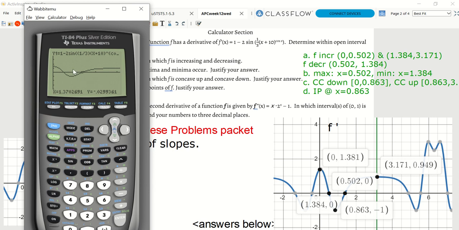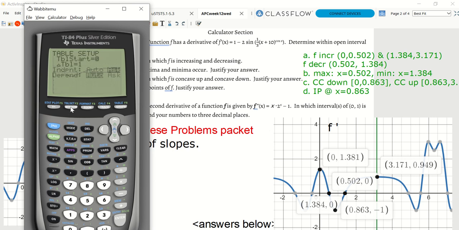In this case, you can do a couple things. Let's see what happens if we go second trace to access calc and go maximum. Let's see what happens here. Left bound. A better thing to do for the left side and the right side is just to simply use your table.